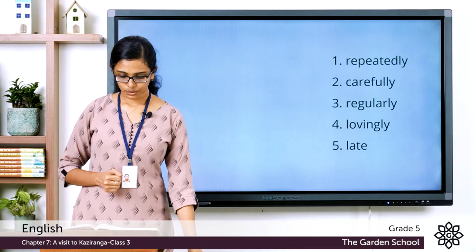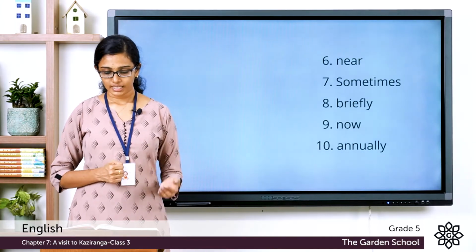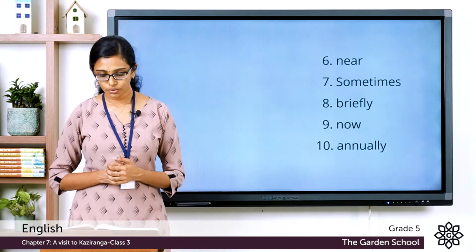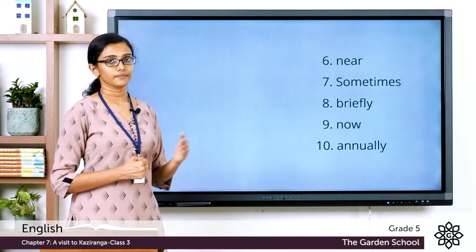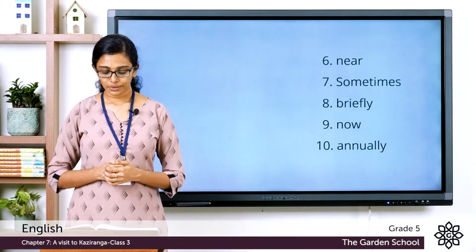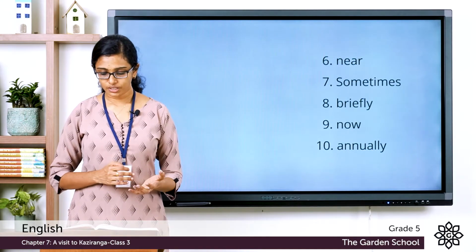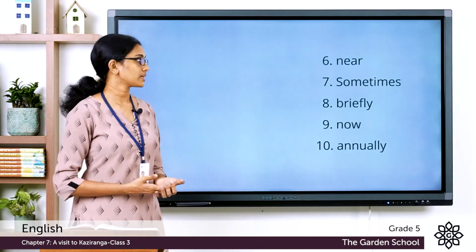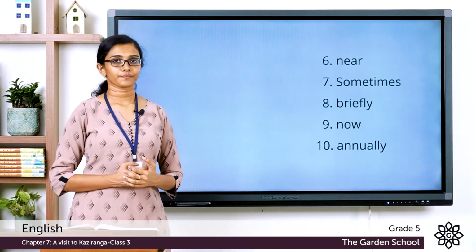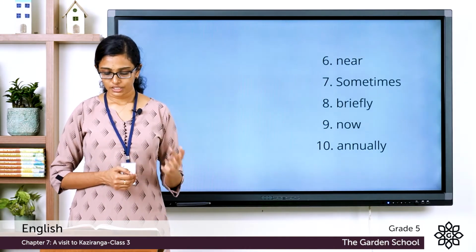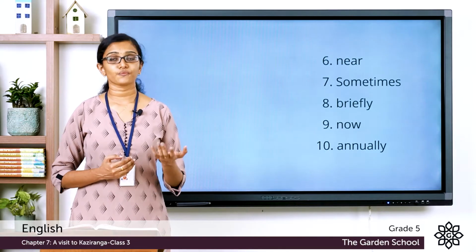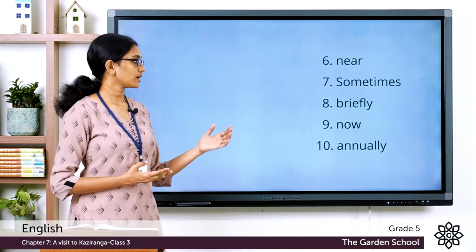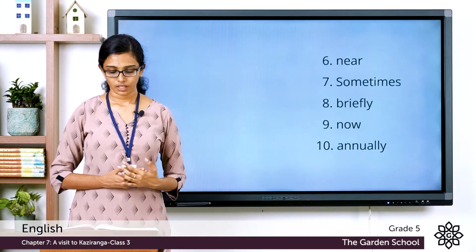Now, the next one, question number 6. The little girl sat close to her mother. Close to can be replaced by near. 7th one, once in a while she drives her son to school. So, once in a while, it can be replaced with sometimes. Now 8, the chief guest spoke just for a short time. Just for a short time can be replaced by briefly.